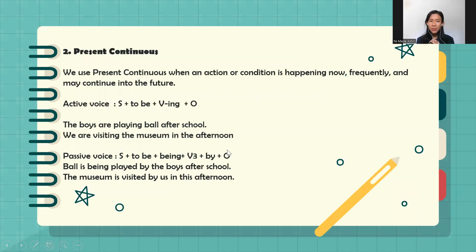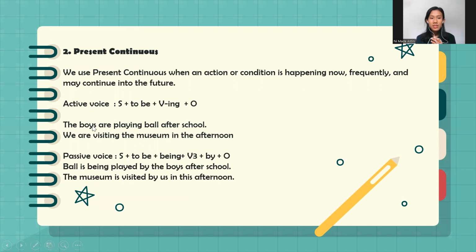The second one is present continuous. When do we use present continuous? We use present continuous when an action or condition is happening now, frequently, and might continue into the future. The pattern when it's active voice is subject plus to be plus verb ing plus object.